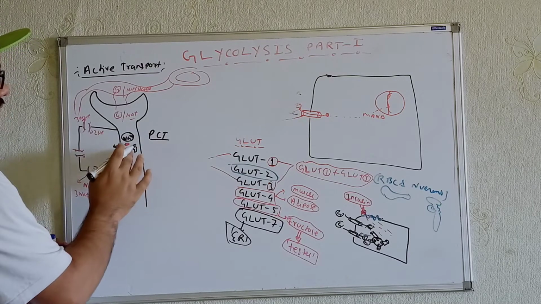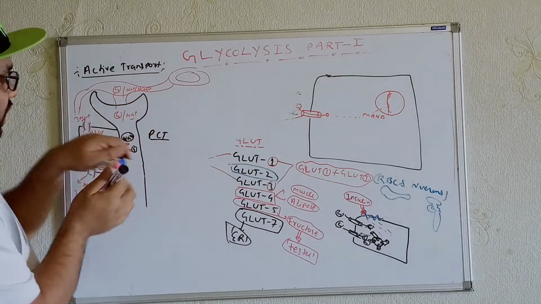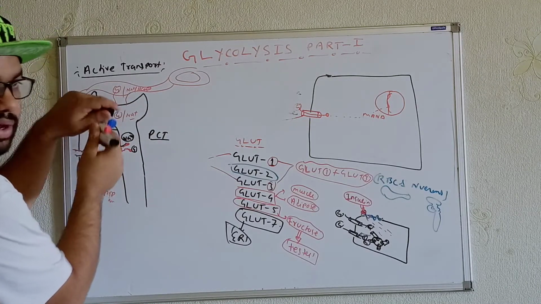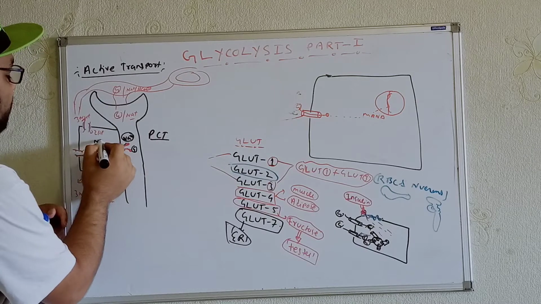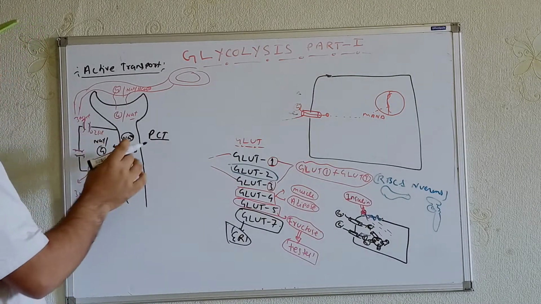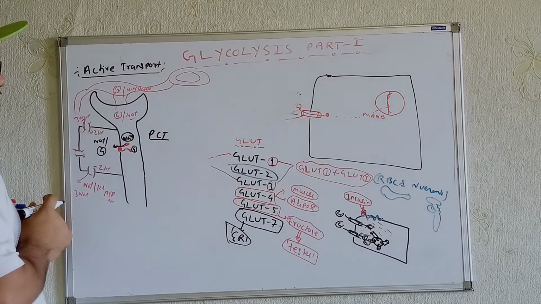Whenever the glucose is binding, after that it will flip. Along with the sodium, the glucose molecule will also bind, and after that this protein will flip in. As a result, sodium will come in here, and along with that glucose will also come in. Now for this we need the energy. How will the energy come?